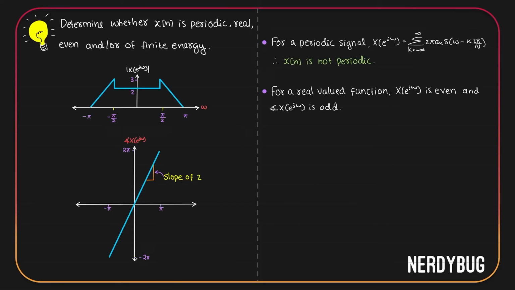From the conjugate symmetry property, we learned that for a real valued function, magnitude of x of e raised to j omega is even and phase of x of e raised to j omega is odd.